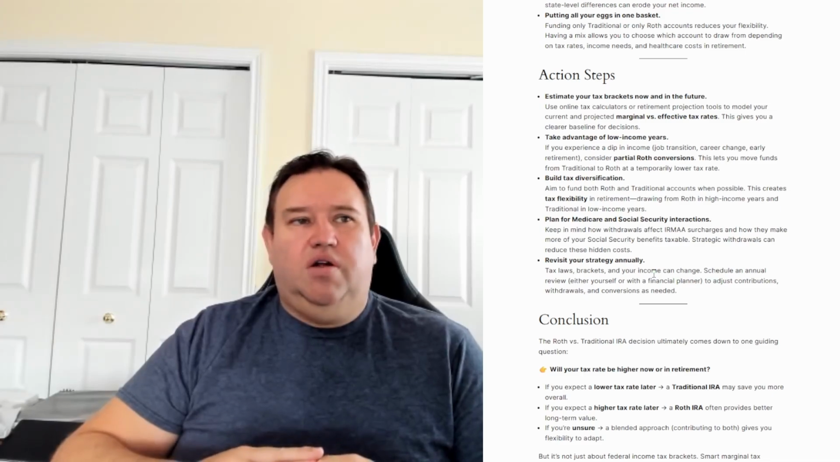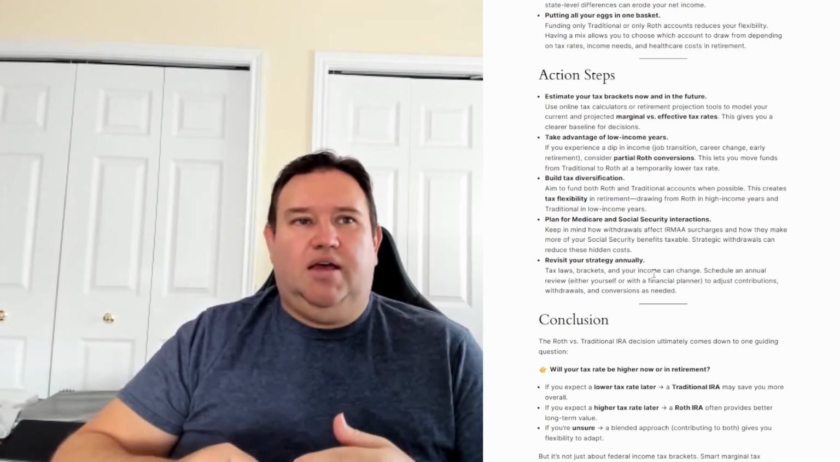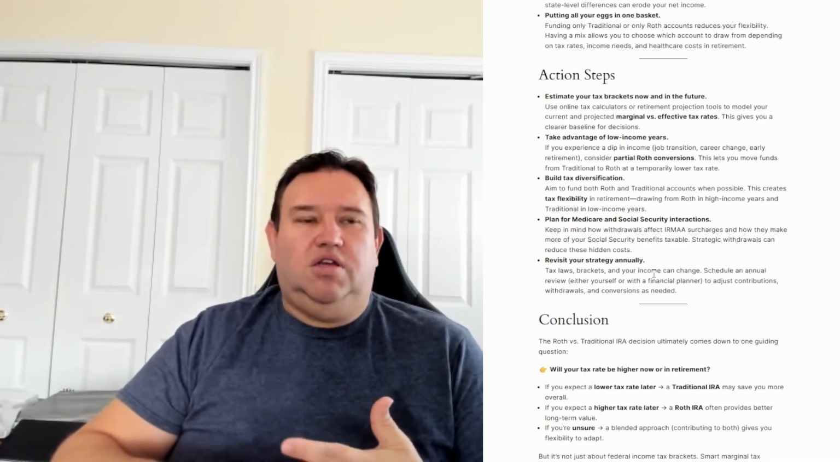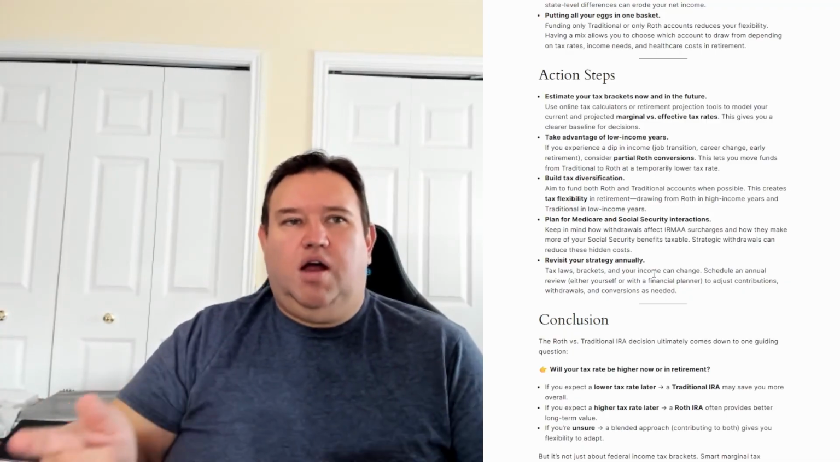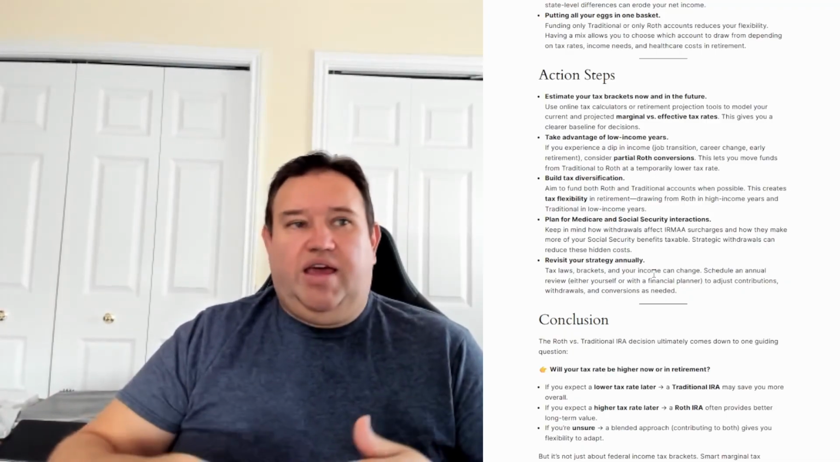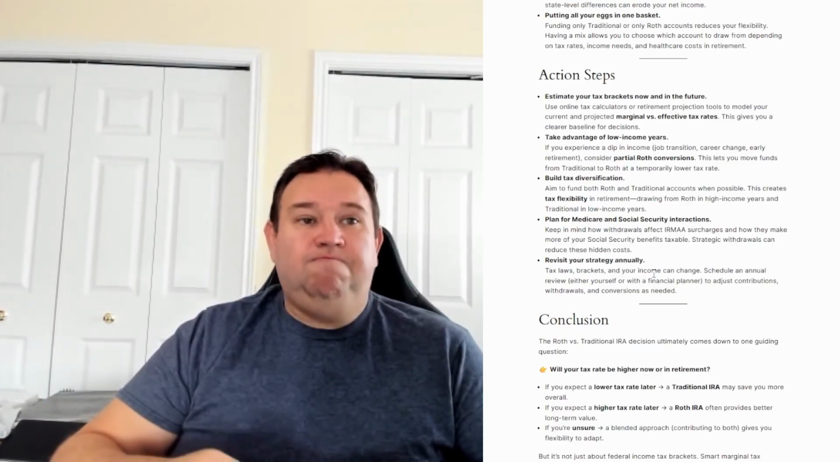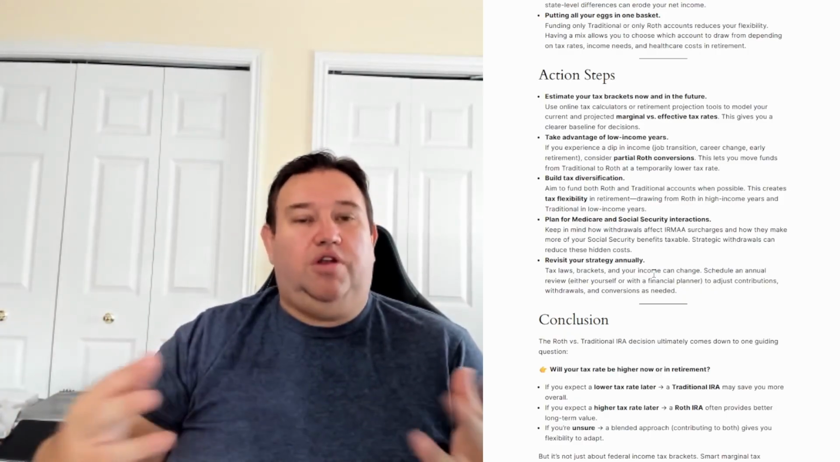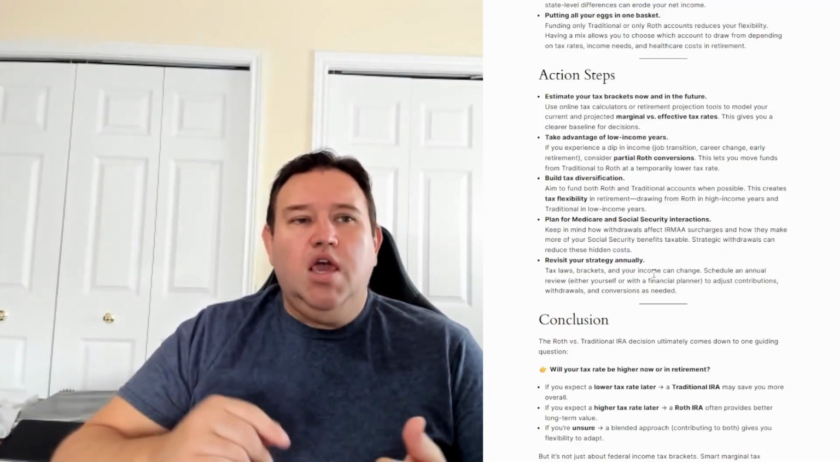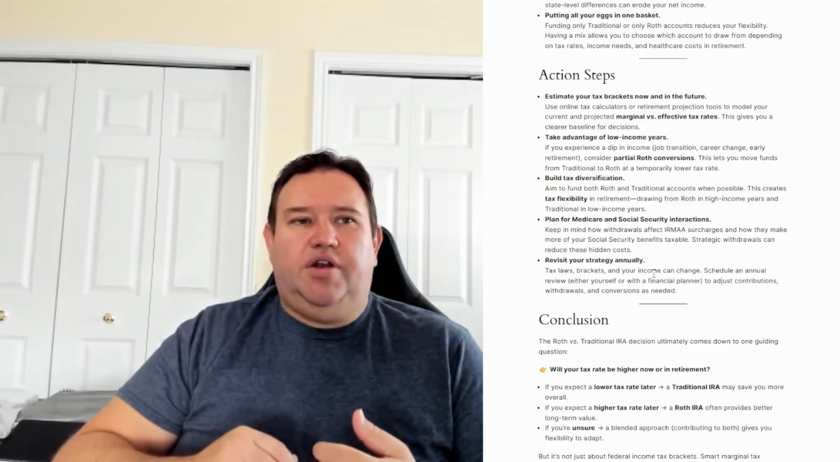Tax advantage of lower income years. If you experience a dip in income, a job transition, or an early career change, consider a partial Roth conversion, where you move funds from a traditional to a Roth and temporarily lower your rate. Build tax diversification into your plan, have a tax diversification statement for yourself, and understand what your plan is going to be. And then plan for Medicare and Social Security interactions.